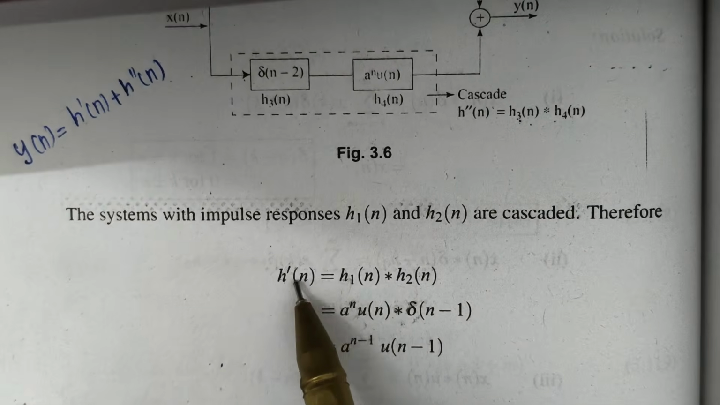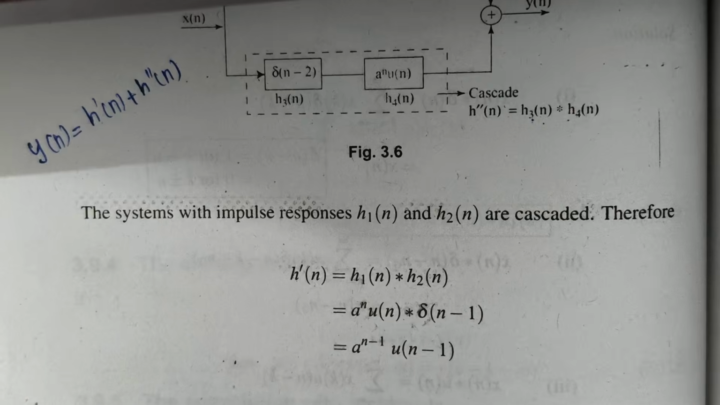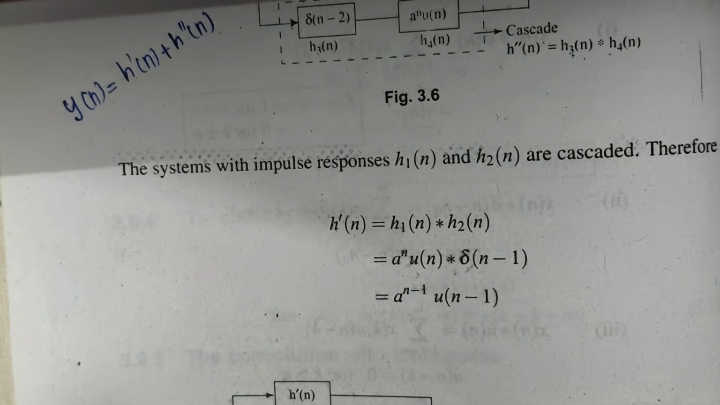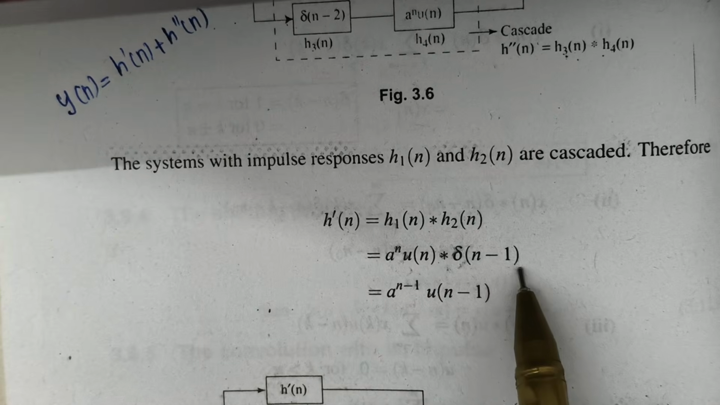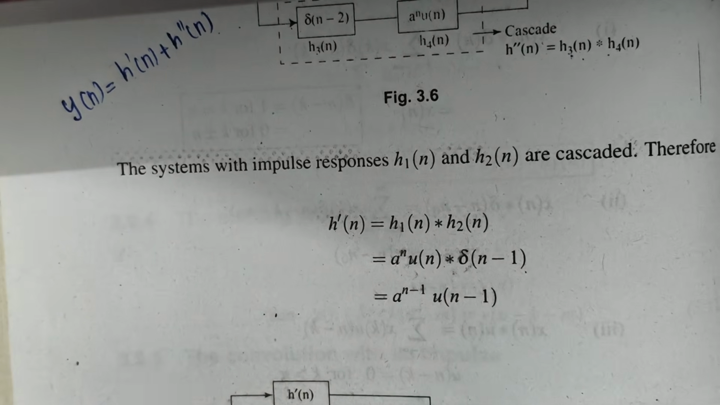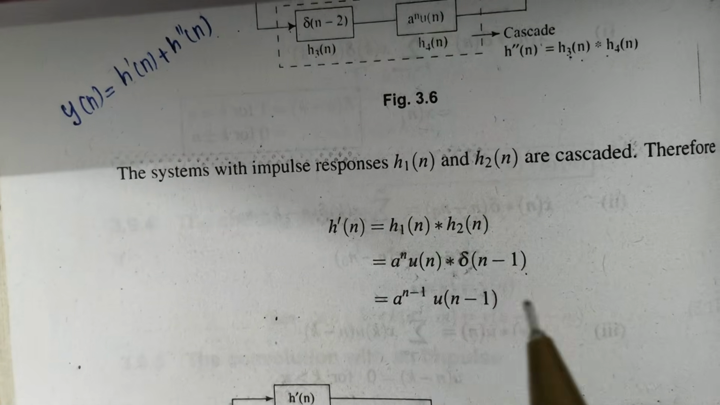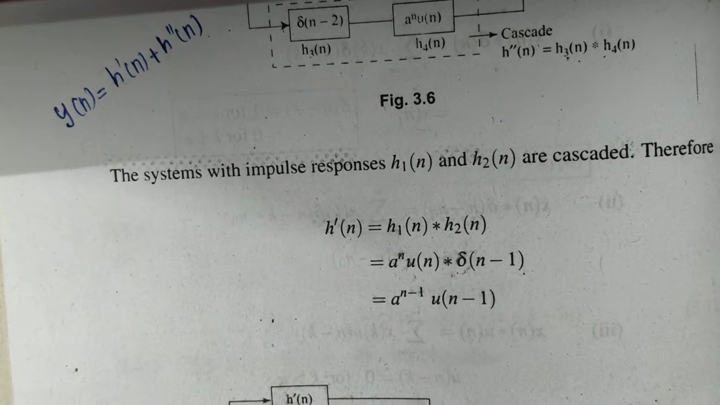So h dash of n will be equal to h1 of n in convolution with h2 of n. We know that in case of convolution, one signal will remain the same and the other one will be just the time shifted version of the original signal. Just ignore that in this case, because the one which I have here is nothing but the delta function, right?